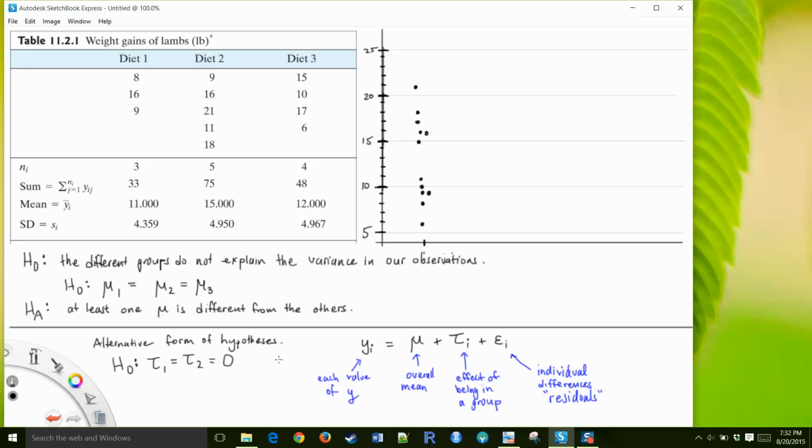I present both of these because I think this is conceptually easier to deal with, but this only works for one-way ANOVA. Okay. In more complicated ANOVA, things will almost always be written in this form, okay? And in this way, you can add different taus for different groups and things like that.